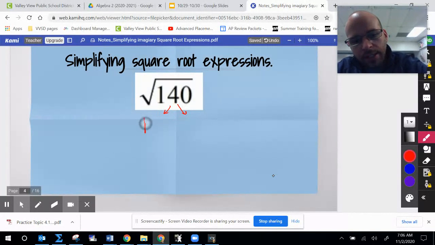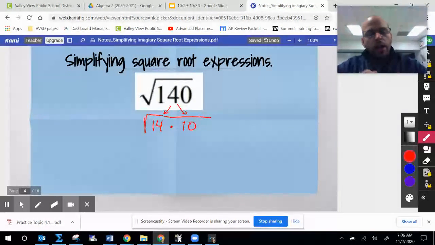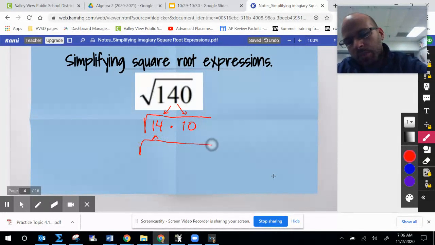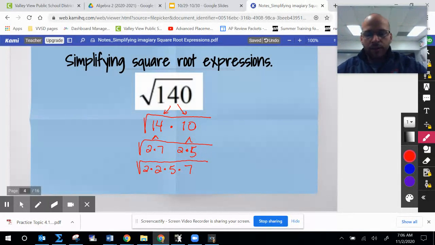So I'm going to break down 140. Now there's a lot of ways we can break this apart. I'm going to use 14 and 10. And I'm going to break down 14 even further. So again, this process is called prime factorization. So 14 would be 2 times 7, 2 times 5 for the 10. And I like to write them in order. Okay, now that's completely up to you, but when I write them in order, you can see exactly what you have here. I'm now going to break this apart.